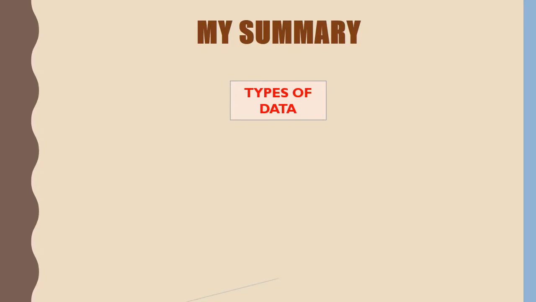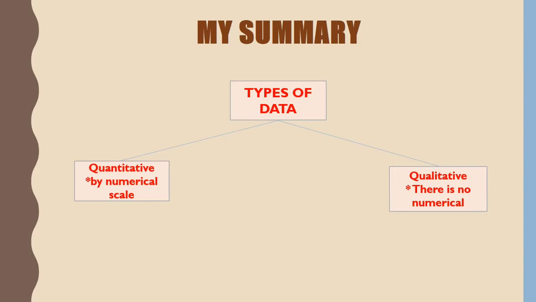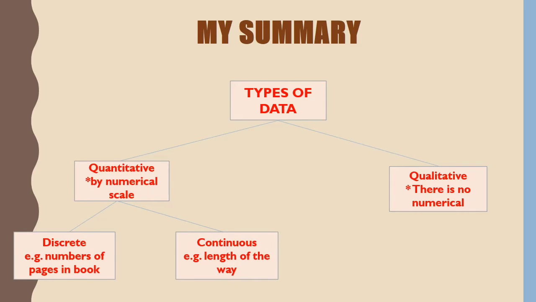And here I have the summary of the subject of types of data. Types of data are divided into two: quantitative and qualitative. Quantitative has a numerical scale, and qualitative has no numerical scale. Quantitative is divided into two: discrete and continuous. For example, discrete is the number of pages in a book, and continuous is the length of a book.